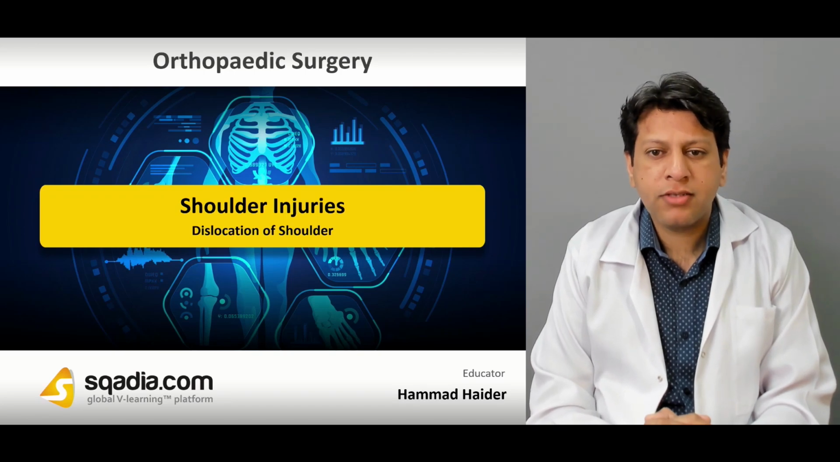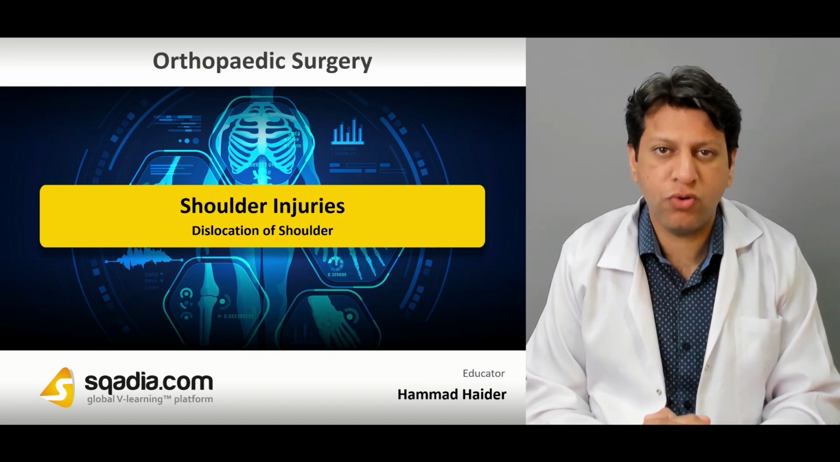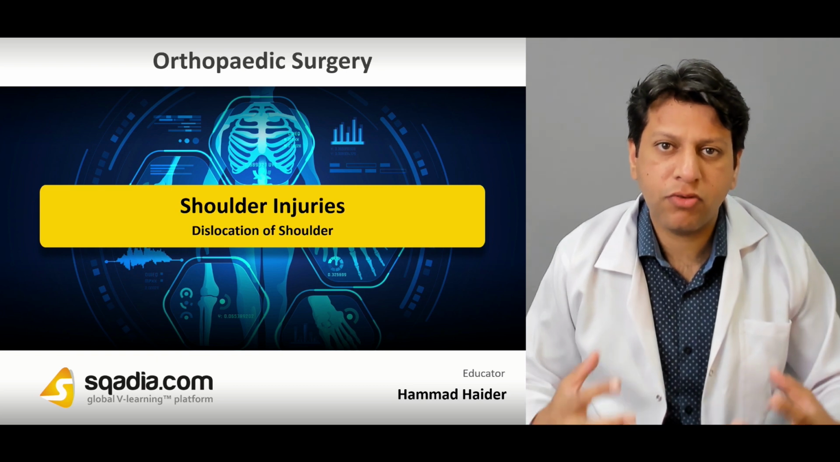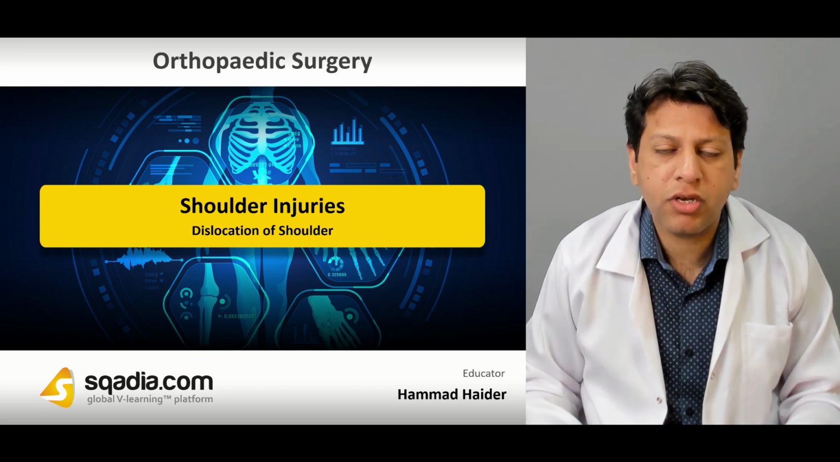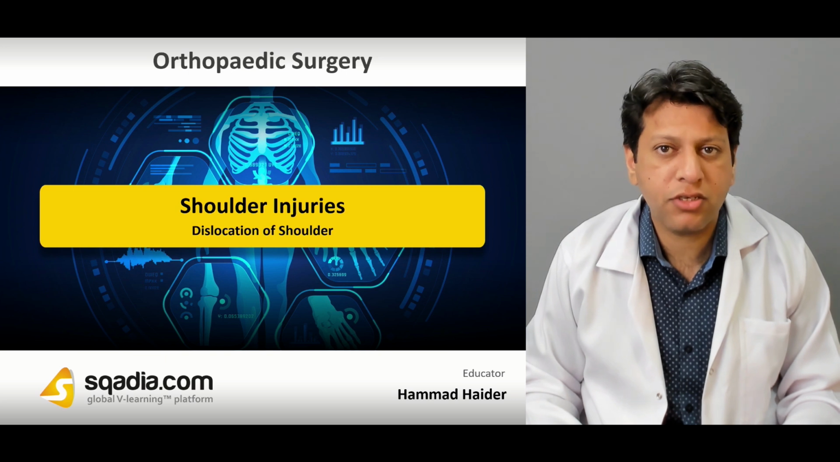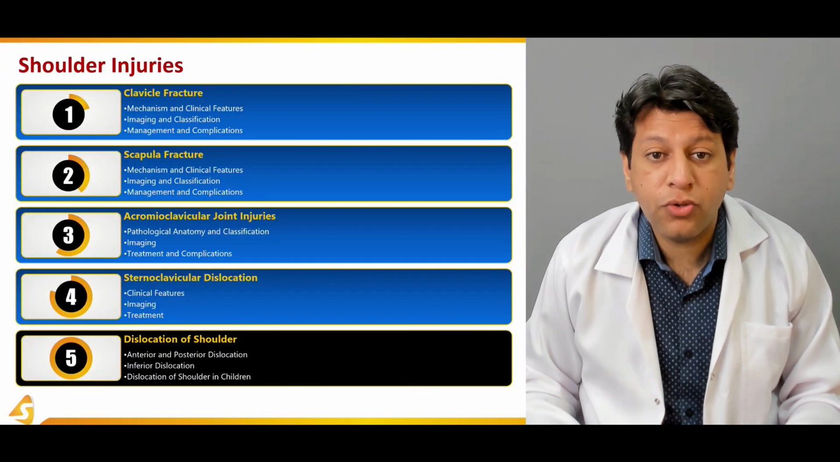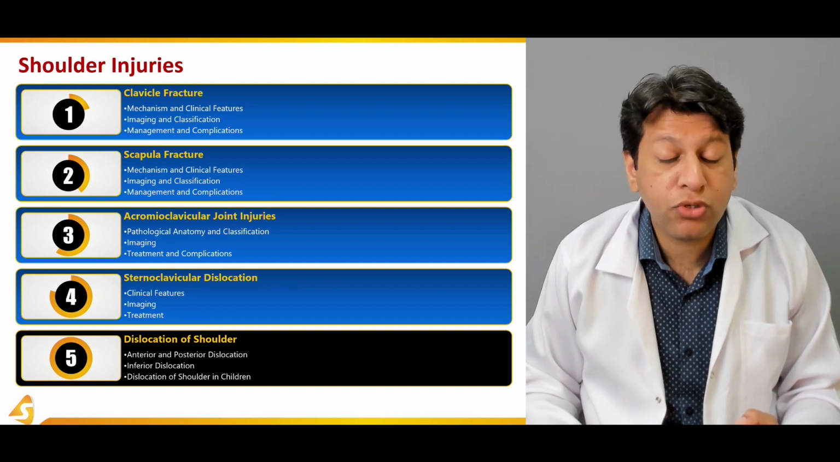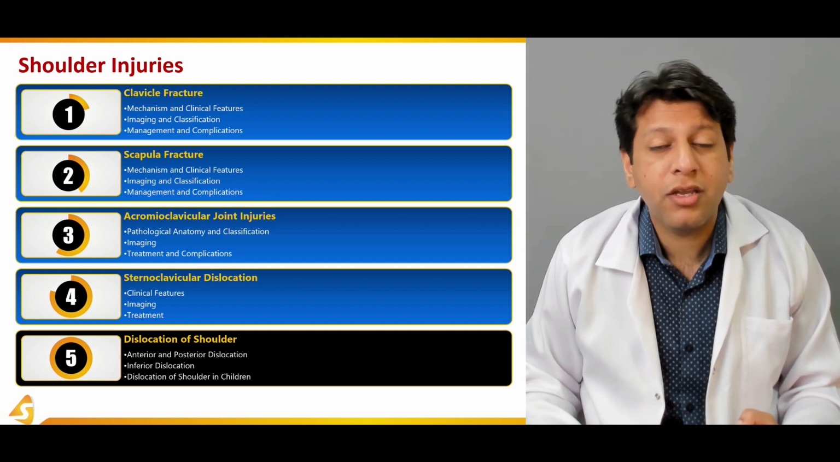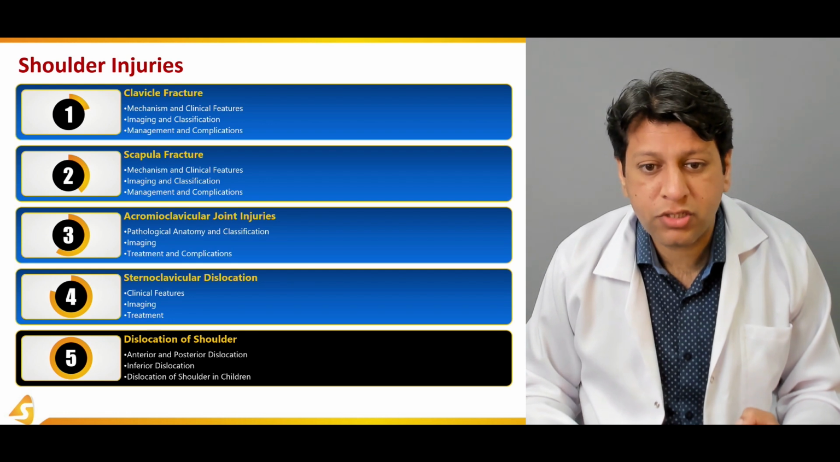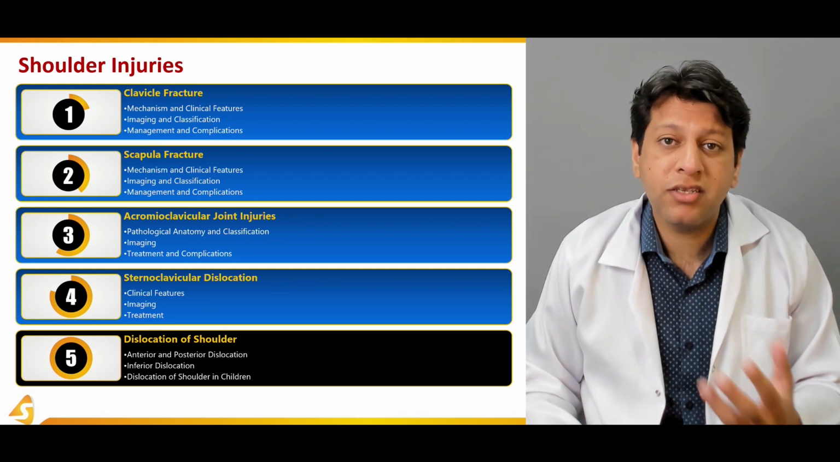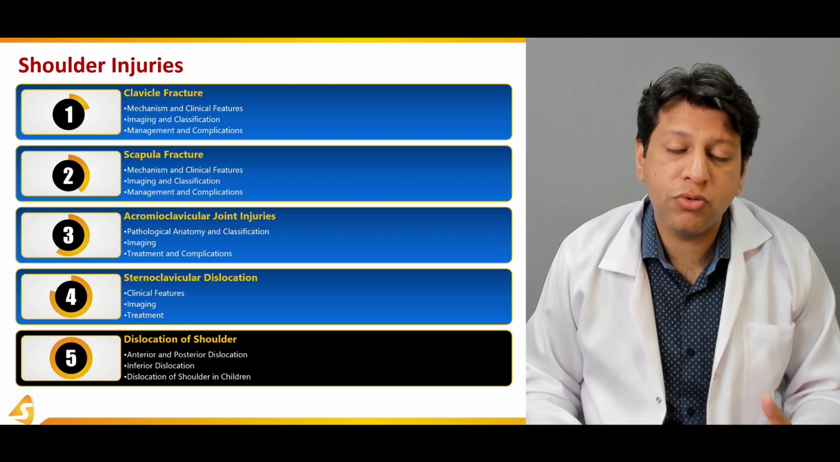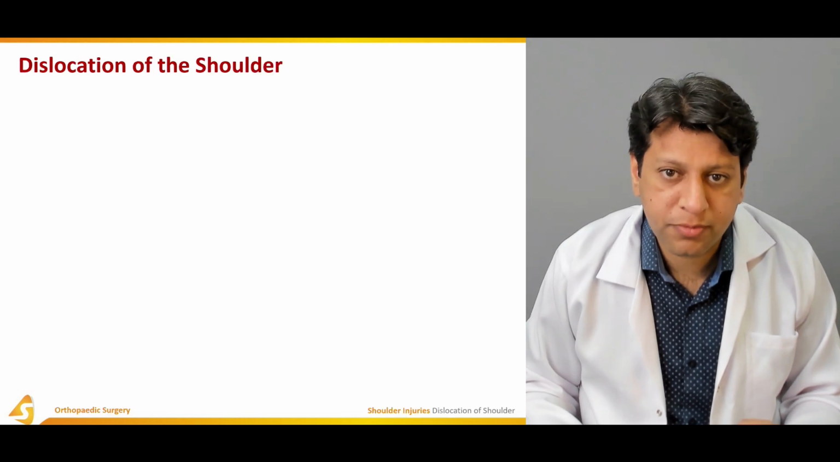Now moving on to our last section, that is the dislocation of the shoulder. We have discussed the injuries around the shoulder girdle, and now we come to the last of the topics, the dislocation of the shoulder. We'll briefly discuss the different types of dislocation, the most common being the anterior dislocation. Rarely we see posterior and inferior dislocation as well, and how to manage these and what the maneuvers are to closely reduce the shoulder joint.